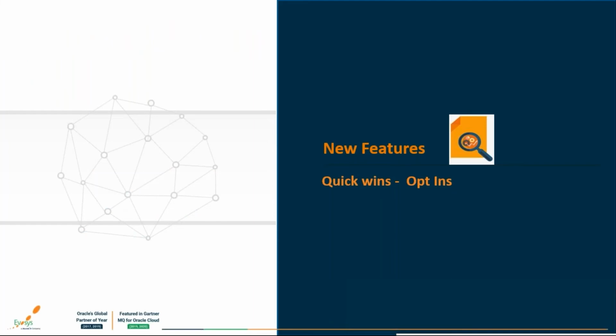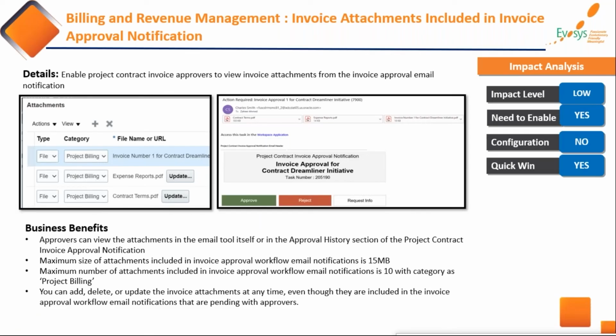Now we are going to talk about the quick wins which require opt-in, meaning we need to enable them in the setup and maintenance. And I would say this is one of the best, most demanded features. Previously, suppose the billing manager, or I would say billing assistant, created a draft invoice. Against that draft invoice they added an attachment and sent it for approval to the billing manager. But the billing manager could not see the attachment in the previous release.